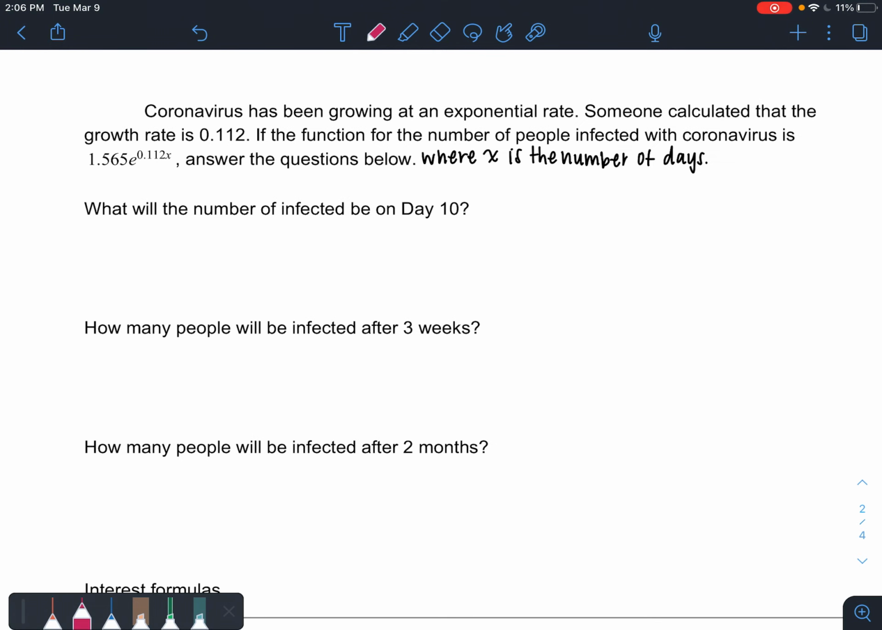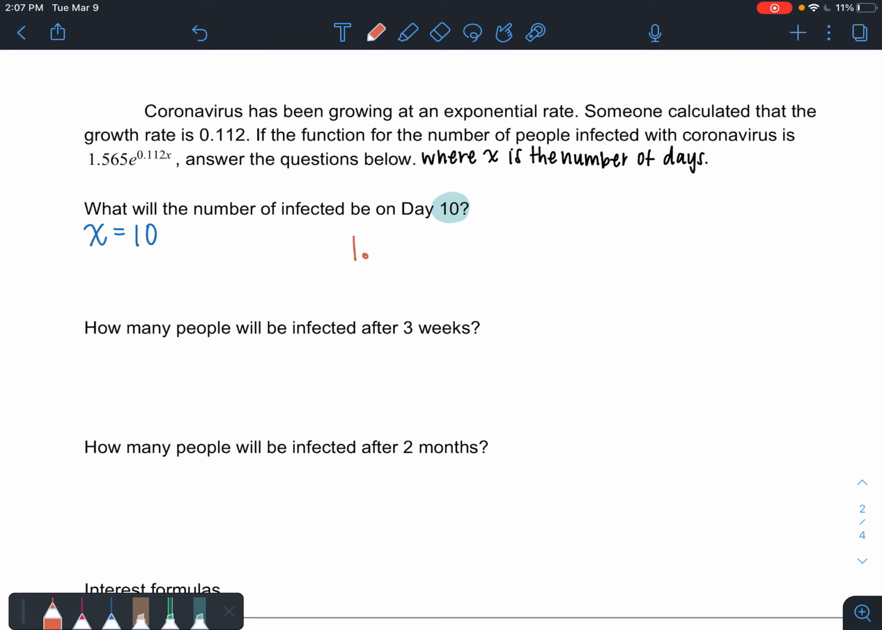Okay, so here we have a real life application. It says coronavirus has been growing at an exponential rate. Someone calculated the growth rate is 0.112. If the function for the number of people infected with coronavirus is 1.565 e to the 0.112x, where x is the number of days, then let's answer these questions below. So if I have 10 days, it's looking for day 10, then x is equal to 10.